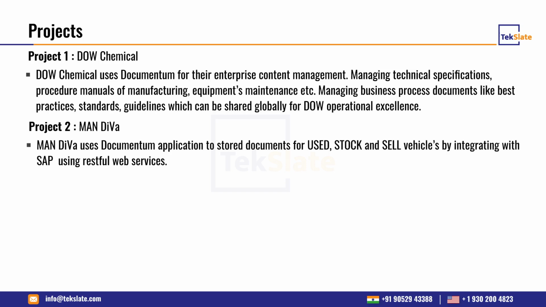In my whole experience I have worked on two projects. One is Dow Chemical. As we know, Dow is a chemical company and it's a leading company in America. Dow Chemical uses Documentum for their enterprise content management functionality. So technical specifications, procedure manuals of manufacturing equipment, maintenance, etc. related documents are stored in the Documentum. It also manages business process documents like best practices and standard guidelines, which can be shared globally for Dow's operational experience.